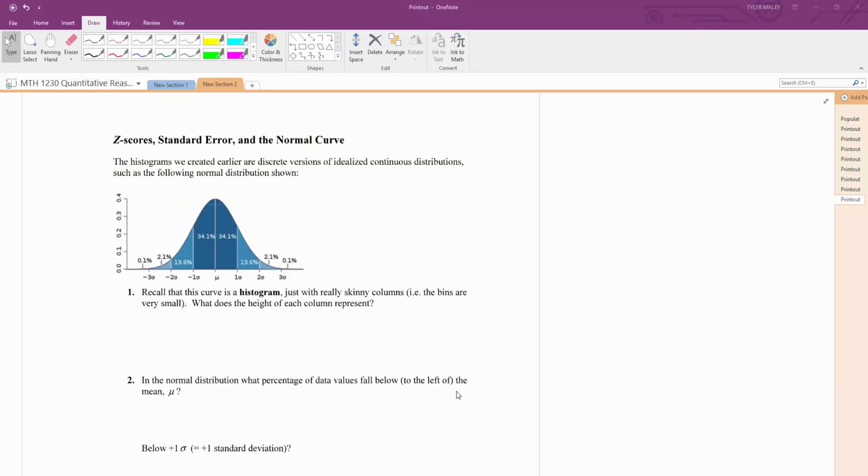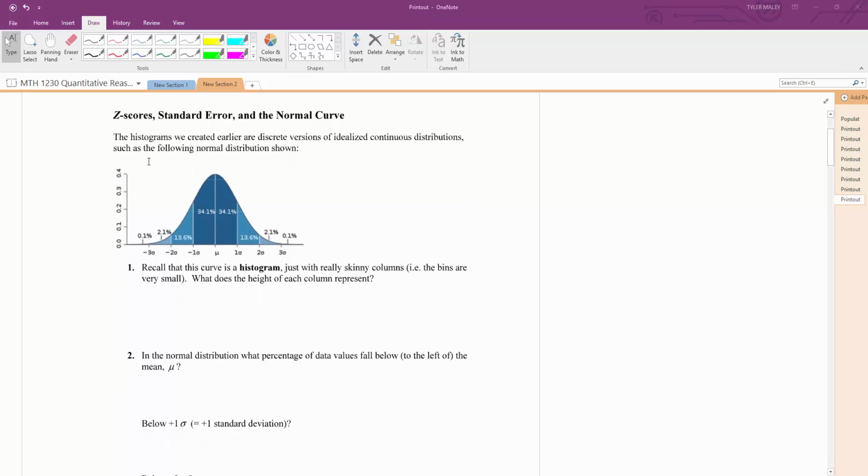Hi class, so today I want to look at the z-score, standard error, and the normal curve worksheet. So this starts on page 43, if you're following along. So here we're told that the histograms we created earlier are discrete versions of idealized continuous distributions, such as the following normal distribution shown.